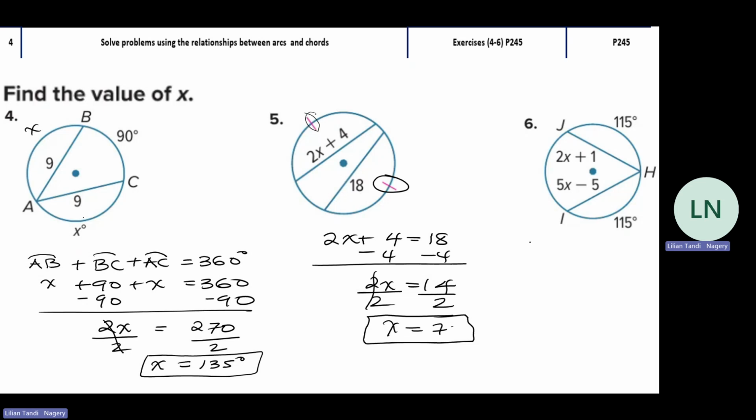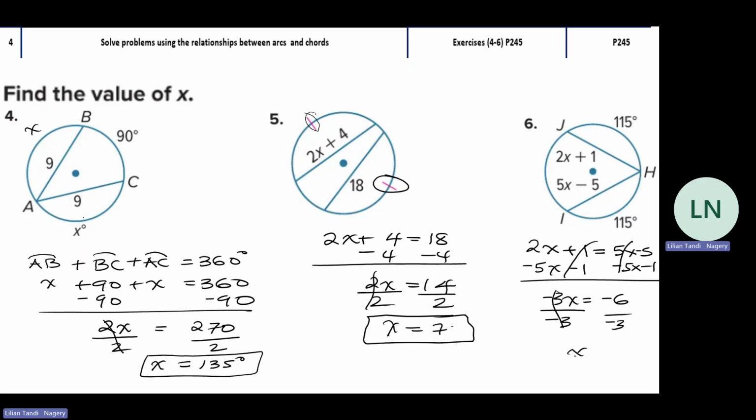So then I will just write here 2x plus 1 equals 5x minus 5. I'll subtract 5x on both sides. I'll subtract 1 on both sides. I will get negative 3x equals negative 6. I will divide both sides by negative 3. I will get x equals 2. And I will box my answer.